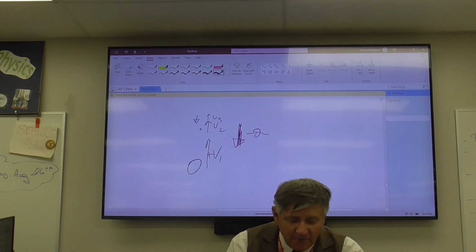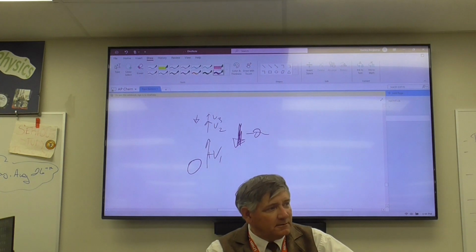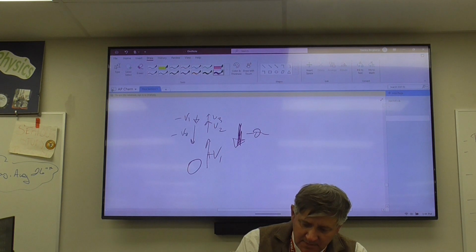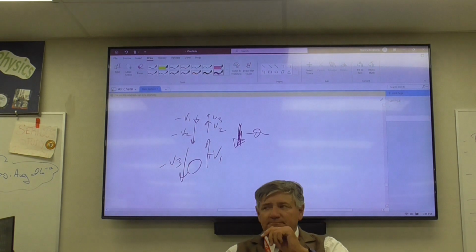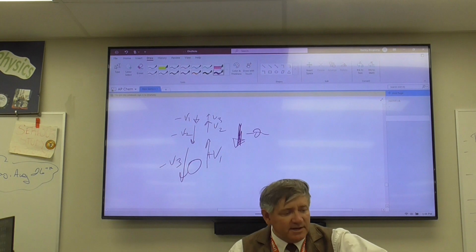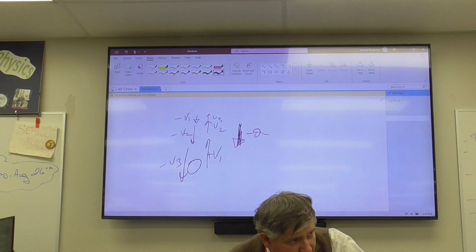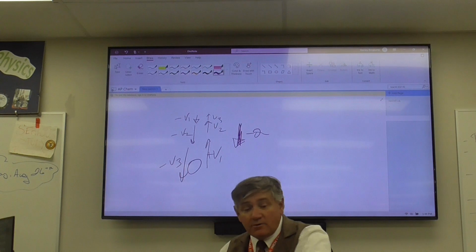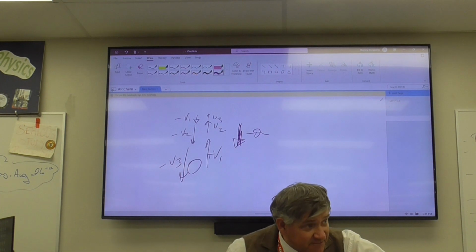Down. Are they going to get bigger or smaller? Bigger. So there's negative V1, there's negative V2, there's negative V3. Is it accelerating on the way down? Yes, because the velocity vectors are getting bigger.